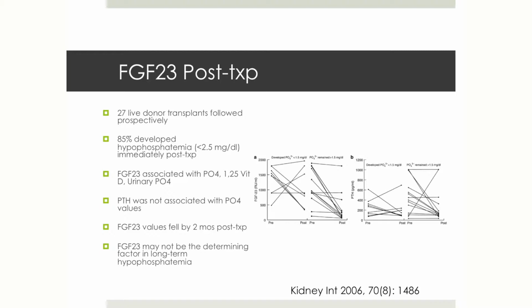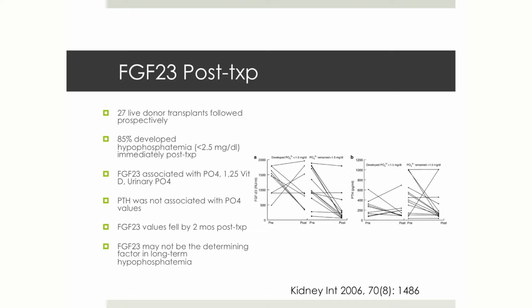In one study that I was able to find that looked at only 27 patients, 85% of these patients did develop hypophosphatemia, defined as a phosphate value of less than 2.5. FGF23 was associated with phosphate values as well as 1,25 vitamin D, and it suppresses 1,25 synthesis, as well as urinary phosphate. But PTH, interestingly, was not associated with the phosphate value. So it looked like phosphorus was driven more by FGF23 in the early post-transplant period in this population.